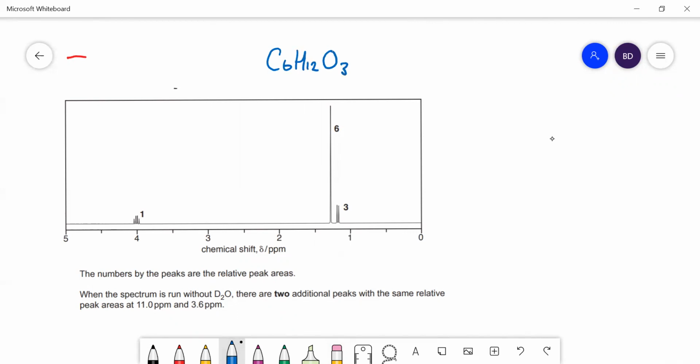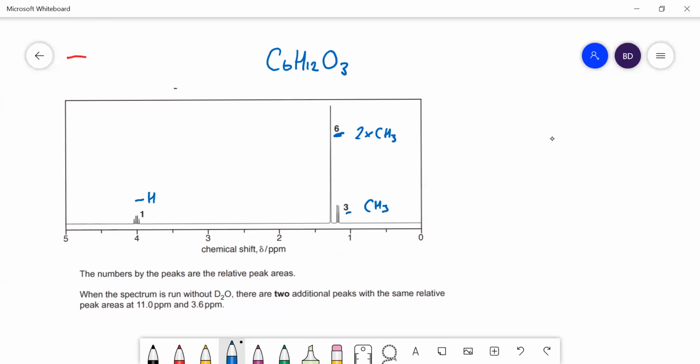C6H12O3. The numbers by the peaks are the relative peak areas. So we have 6 hydrogens here, that's 6 equivalent hydrogens. That's got to be 2 identical methyl groups, hasn't it? This is 3, so that's a methyl group. This is just 1 hydrogen.